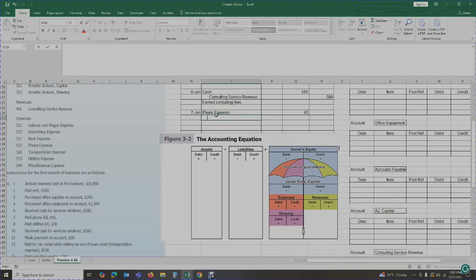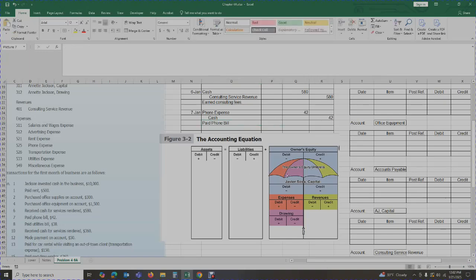How do you pay your bills? Most of your bills should be paid with your cash account. Because you paid with cash, and cash is an asset, you have less cash now. When you make a payment, your cash decreases. That means we have to credit the asset account. So cash would be credited for $42. Paid phone bill.